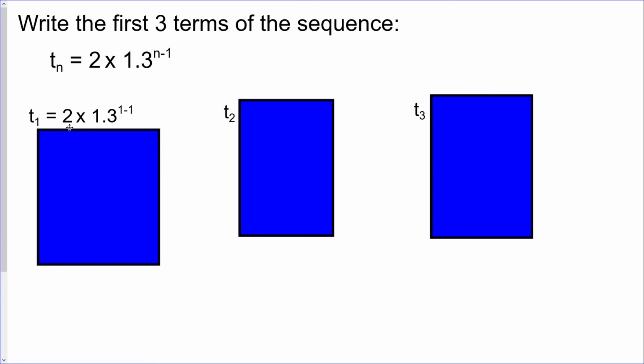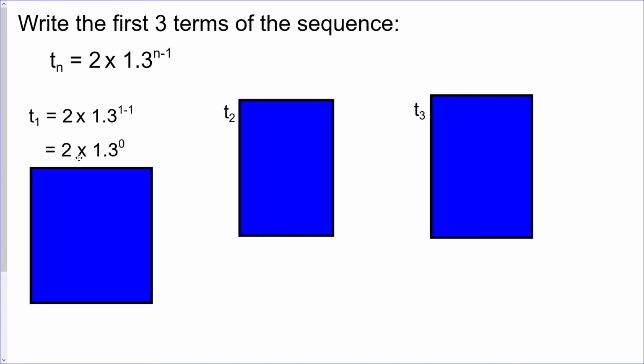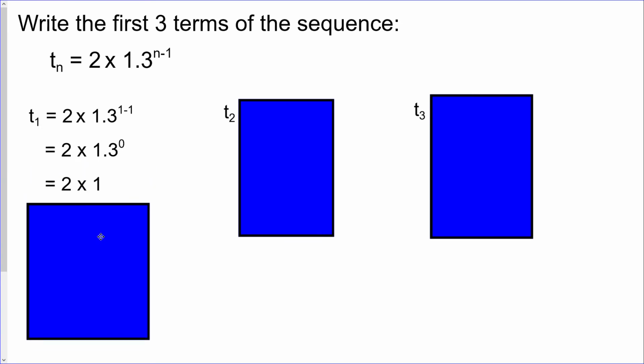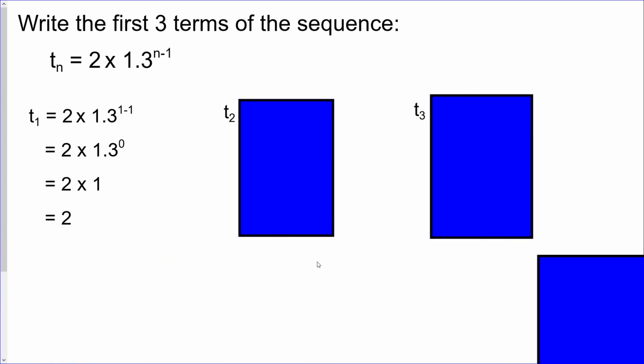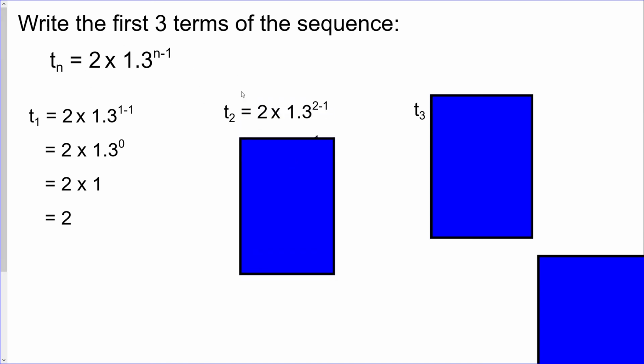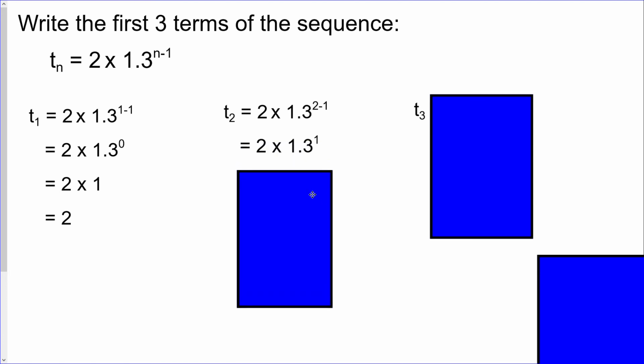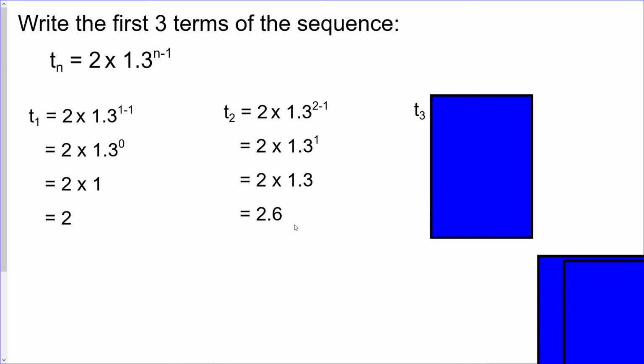So we have T1 equals 2 times 1.3 to the exponent 1 minus 1. And then we work that through. And if you recall from our earlier unit, anything to the exponent 0 is equal to 1. Yes, exactly 1. So that means our first term will be 2. Then we do the same thing with the 2. You substitute the 2 in place of the n's, so we end up with 2 times 1.3 to the exponent 1, which ends up as 2.6.